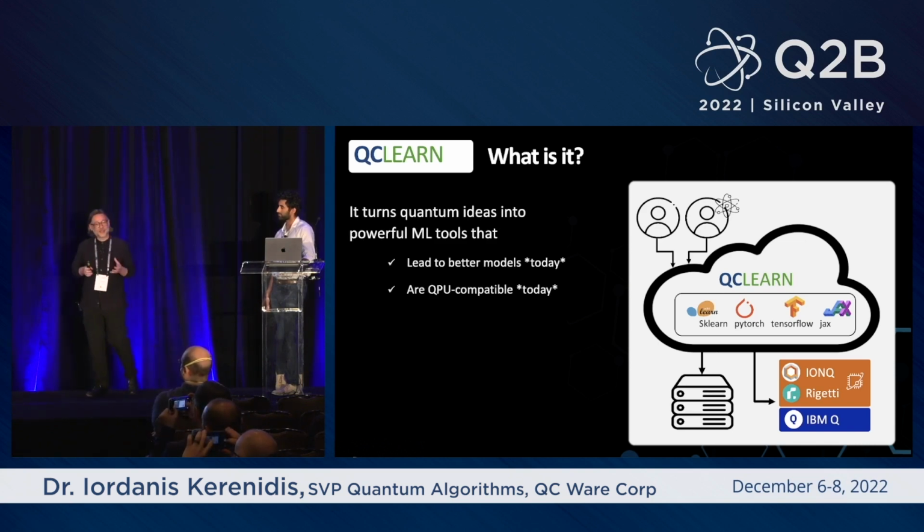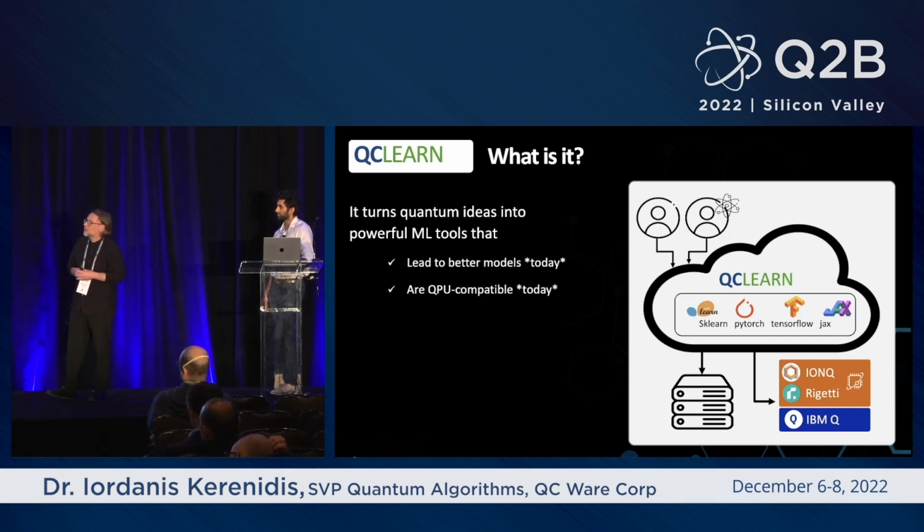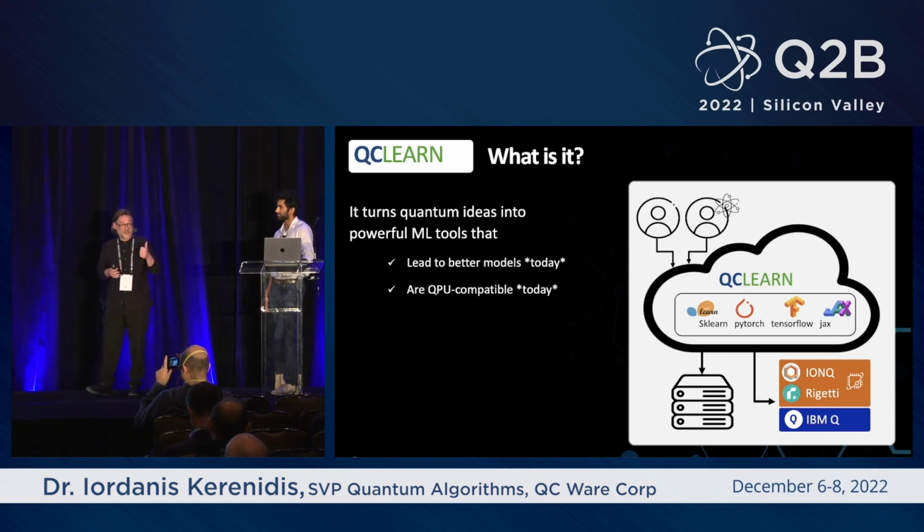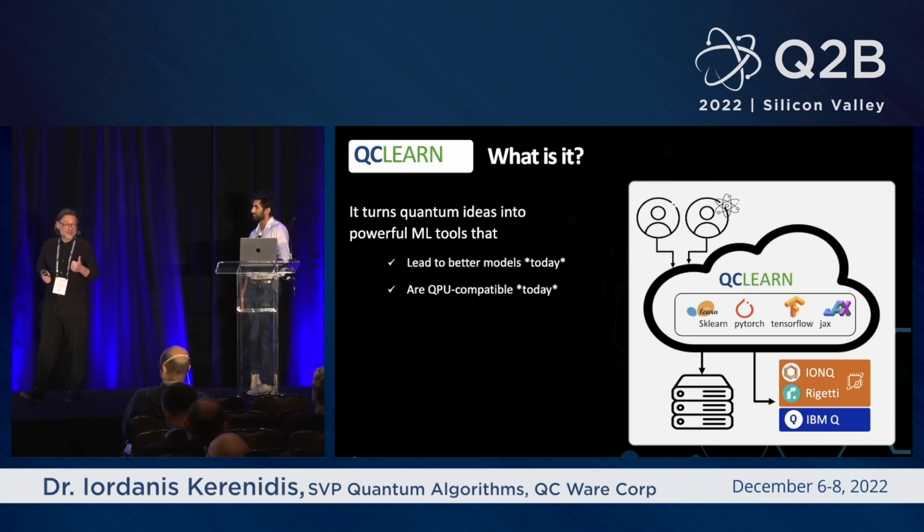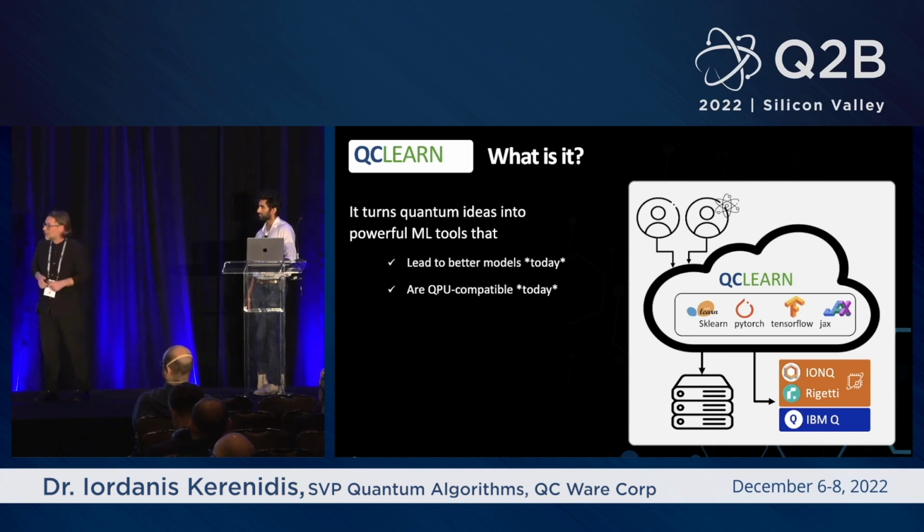What QClearn does is turn quantum ideas into powerful machine learning tools. These ideas can come from geometry, topology, and other domains of mathematics. We turn them into machine learning tools that first lead to better models today, since we can train these models on classical hardware, on GPUs and TPUs. They are also QPU compatible today, meaning we can start testing these algorithms on available quantum hardware and be ready for the next generation of quantum computers, where we can actually do something more interesting.